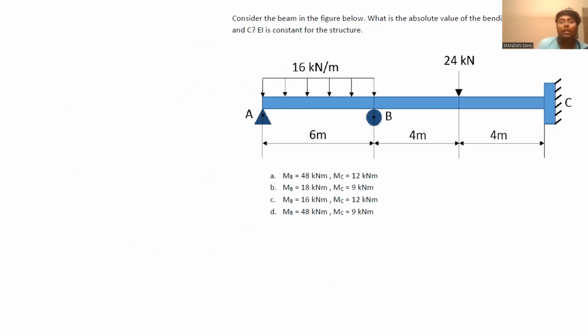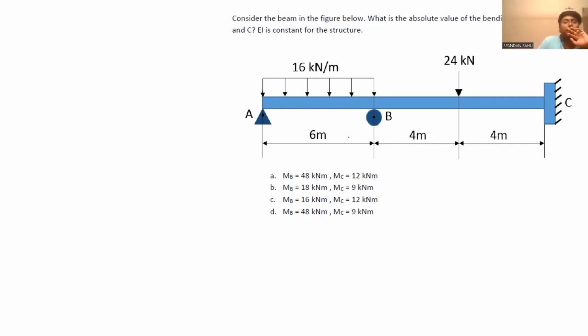Now, let us come to a full-fledged question. Consider the beam in the figure below. They are asking what is the absolute value of the bending moment at B and C joint respectively. So you need to calculate the bending moment at joint B and at joint C, that is MB and MC as per the options.